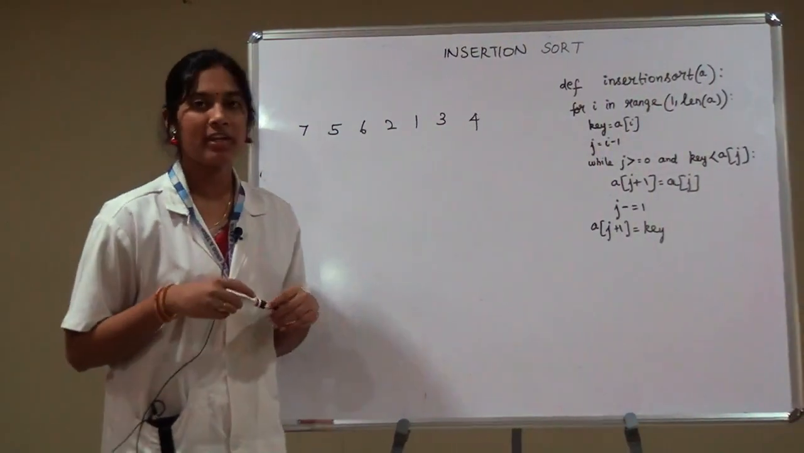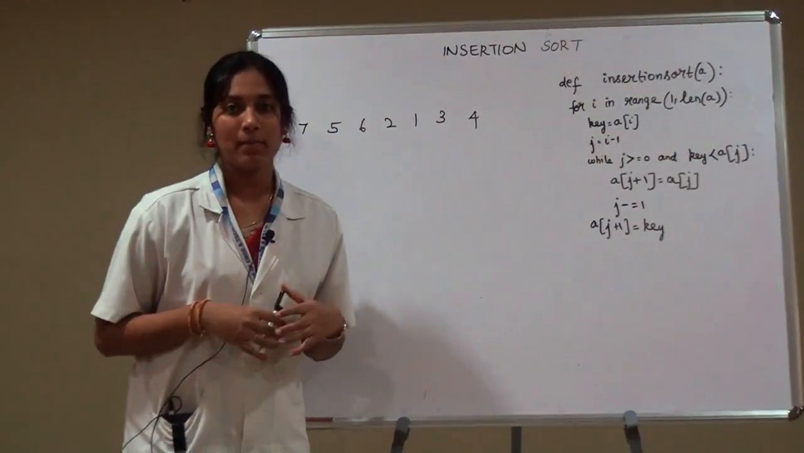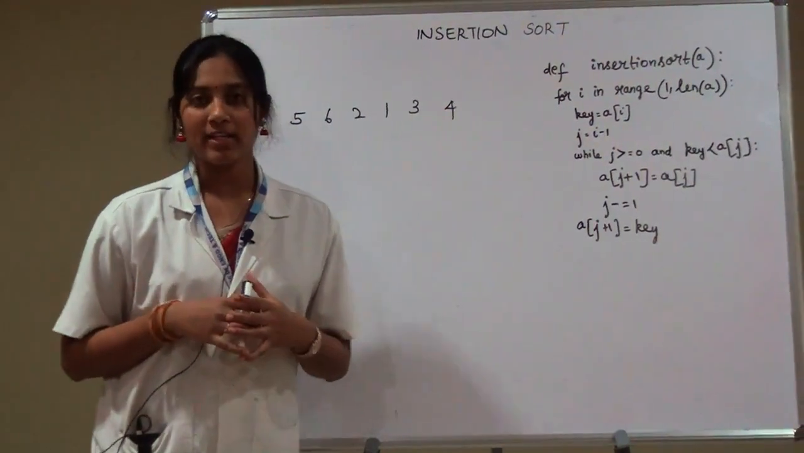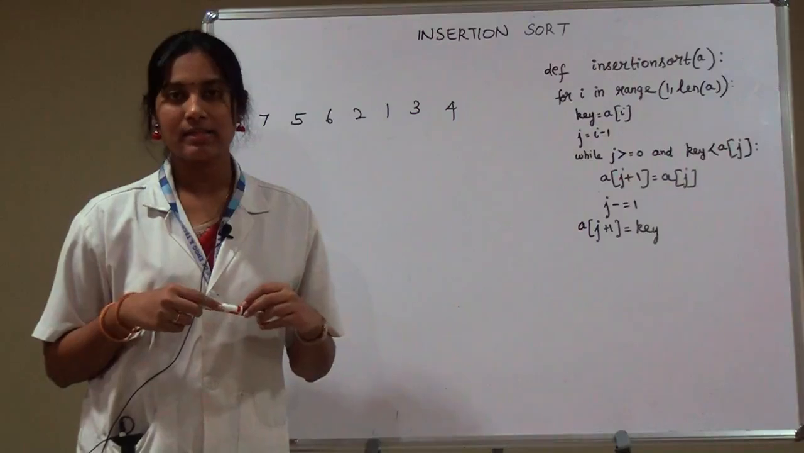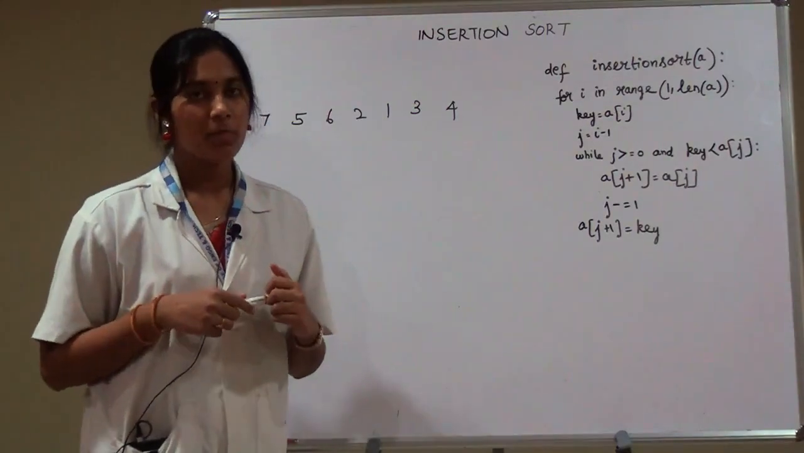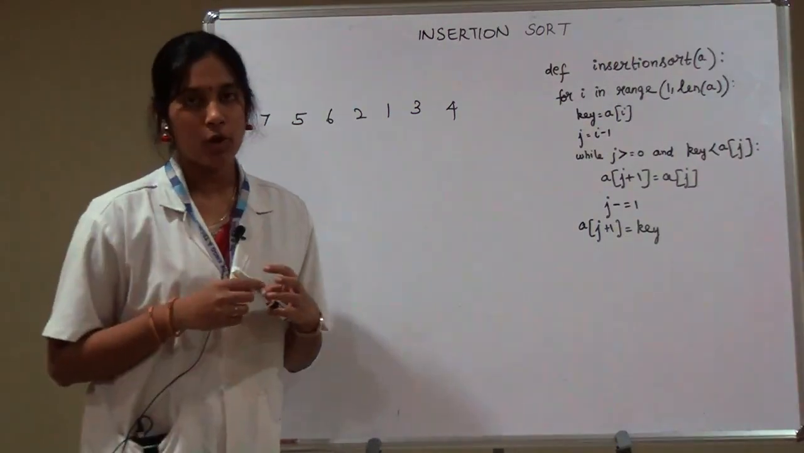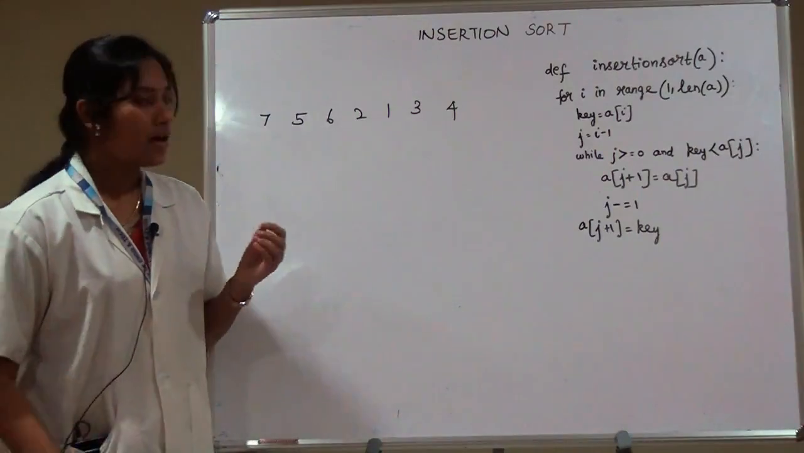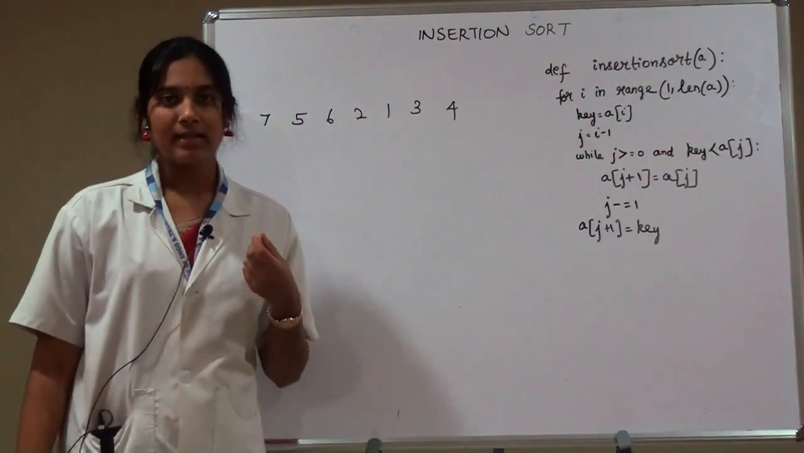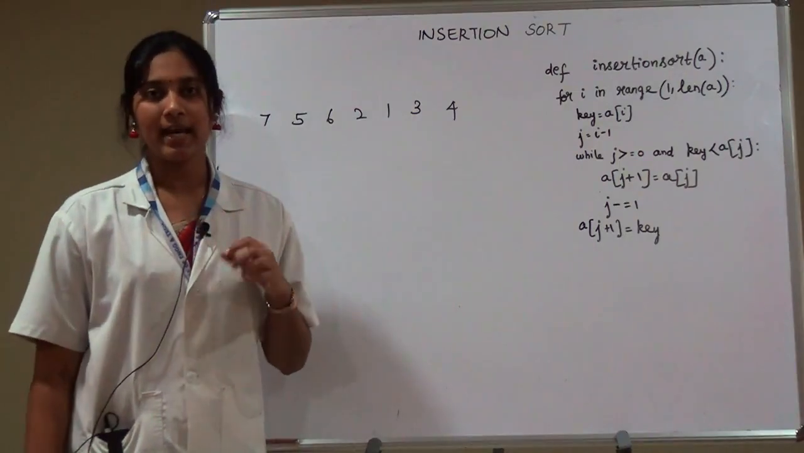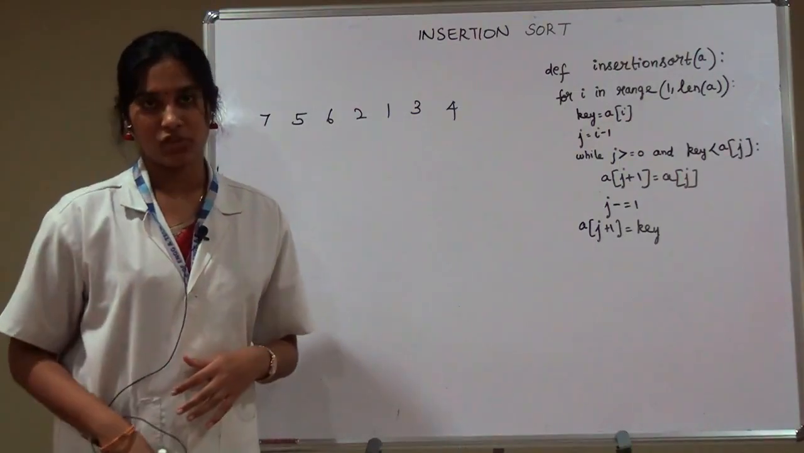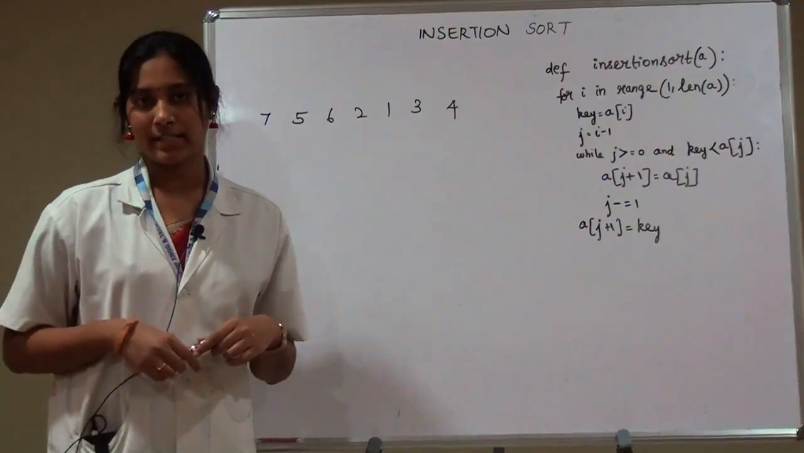So what is sorting? Generally when n numbers are given, we try to arrange the numbers either in ascending order or descending order. This is called sorting. In insertion sort, we take a particular element, called the key element, and we try to place that key element in the correct position. This is the way of insertion sort.